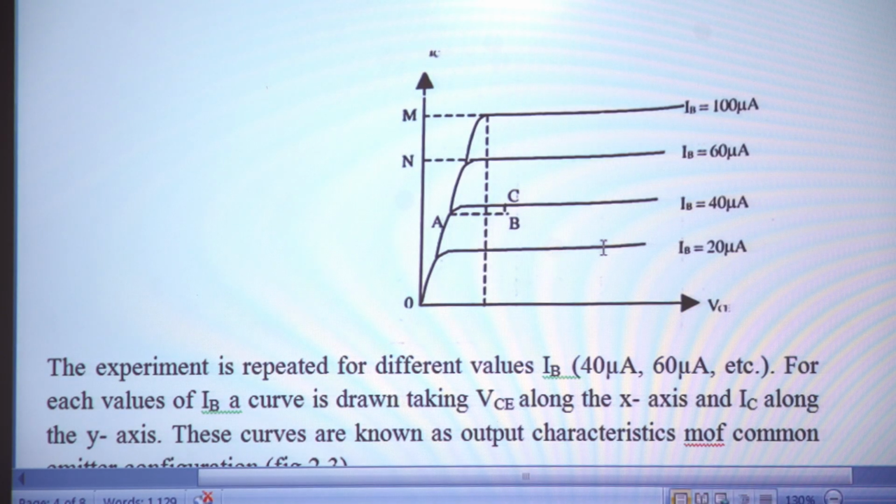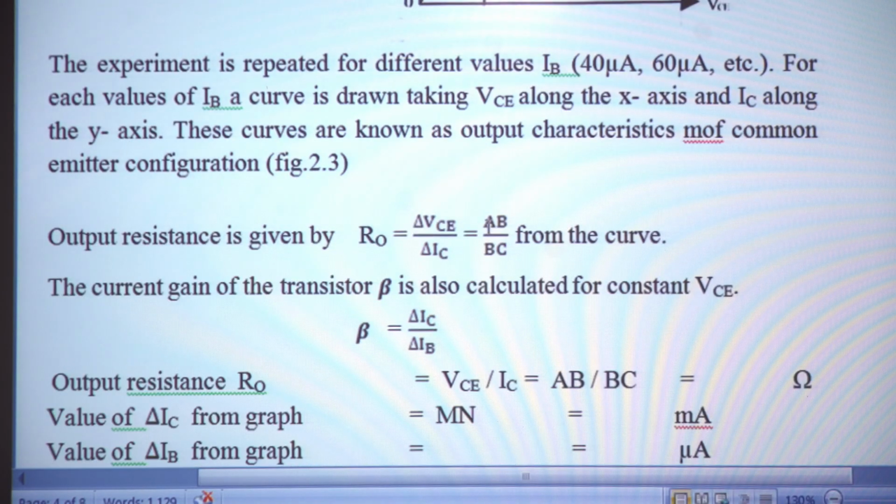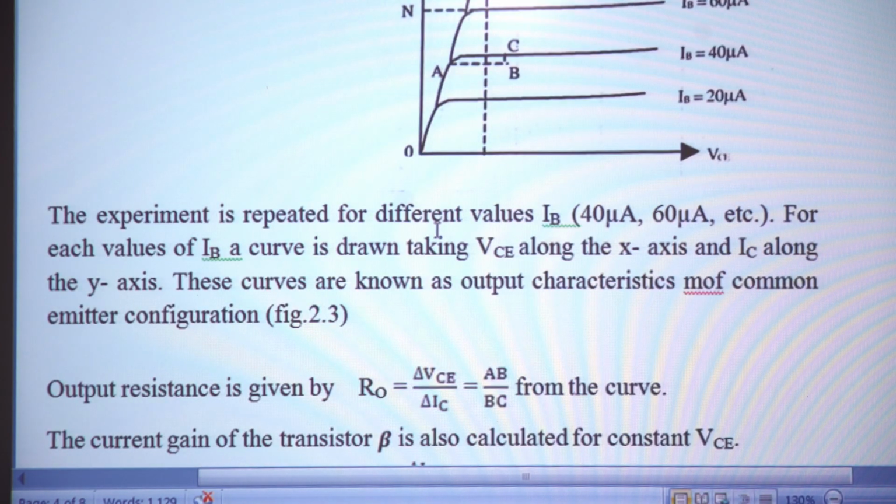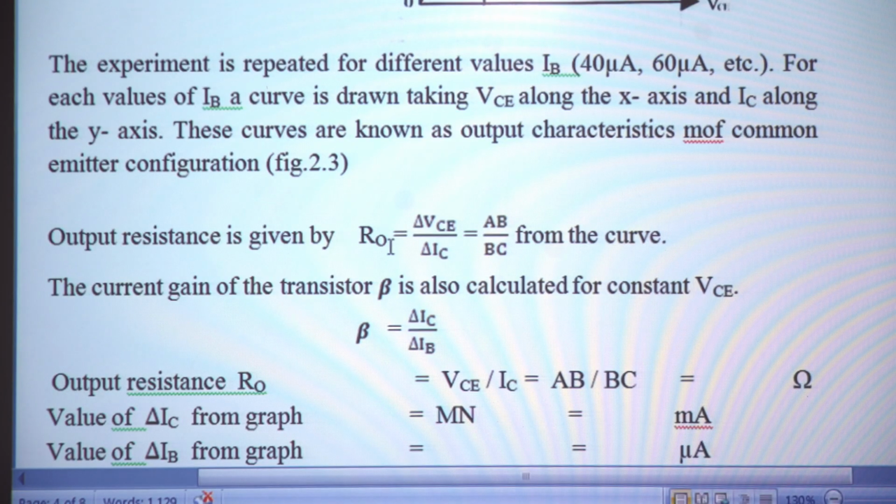So when VCE is increased beyond a certain value, the IC value remains constant, and initially there is a small increase in the value of IC. So that is the curve. Now from this curve we can find the output resistance, that is delta VCE divided by delta IC. Delta VCE here is AB, delta IC is BC. So AB divided by BC, for each curve we can find out the value, that gives the value of output resistance.